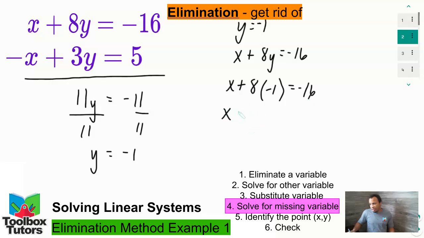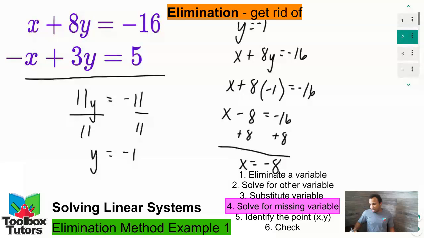So bring down our x again, bring down the plus, and then 8 times negative 1 actually gives us negative 8. So instead of 8 plus, we'll have x minus 8 equals negative 16. And from here, we solve this like a one-step equation. Add 8 to both sides, and you get x equals negative 8.